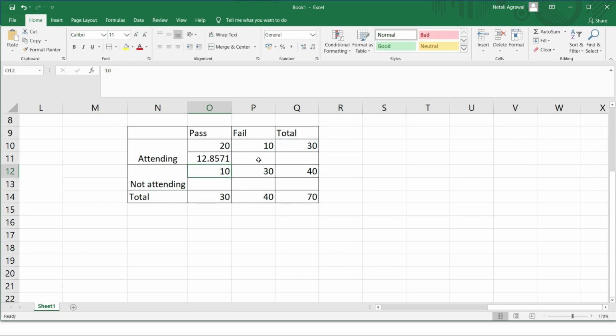So this is the estimated value. Don't worry about this point value, because this is an estimate, so it is likely to come in points only. Now for this also we will calculate the same way. It is row total into column total divided by table total. Same thing for this one, and for this one.